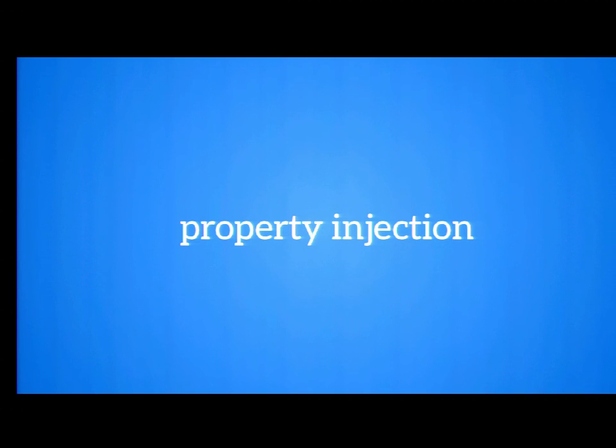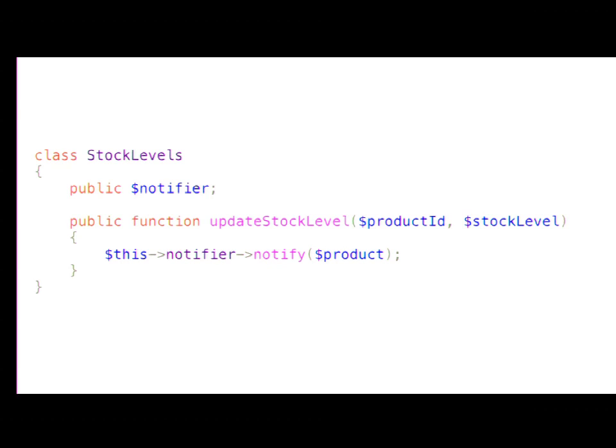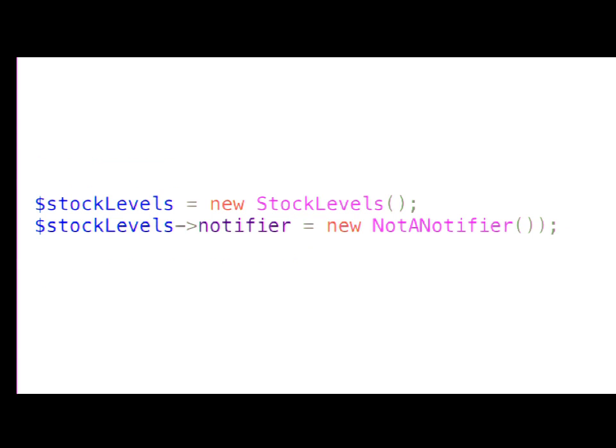So one of those is property injection, which you may see, which is essentially just simplifying it down to this. It's when people don't want to worry about writing a constructor. You just say, I've got a public property that's a notifier, get rid of the constructor and let anyone set it. Of course, the problem with this is that we lose all that safety of type hints. Again, we're back to the point where anyone can set the notifier property to anything they want.